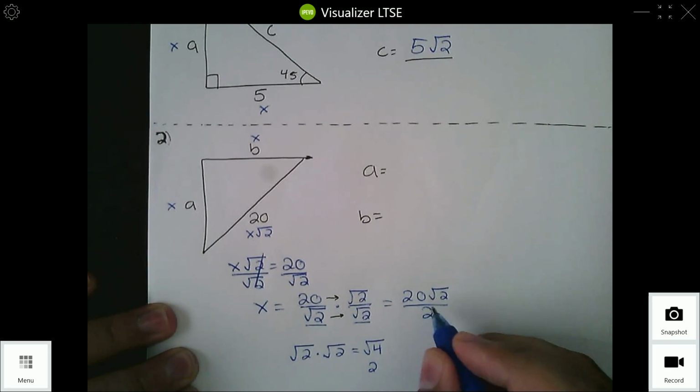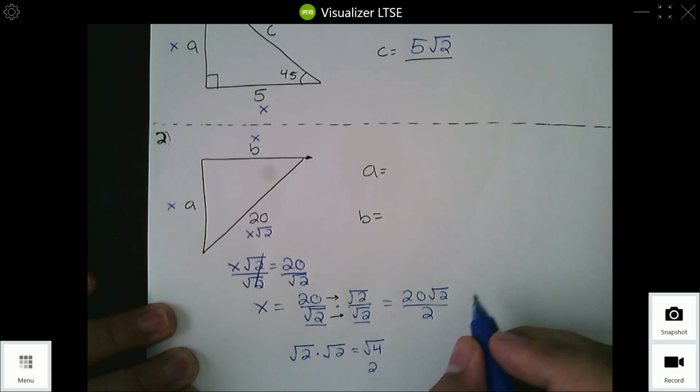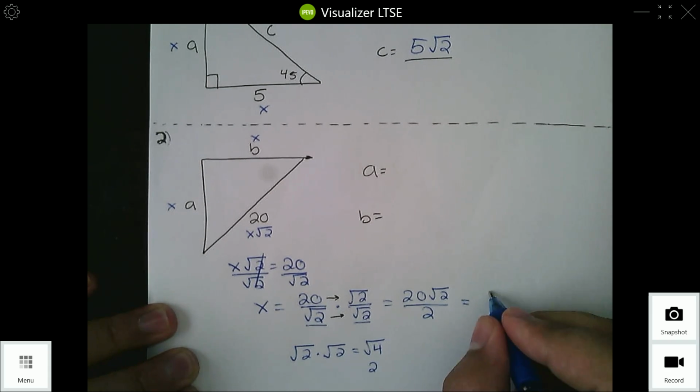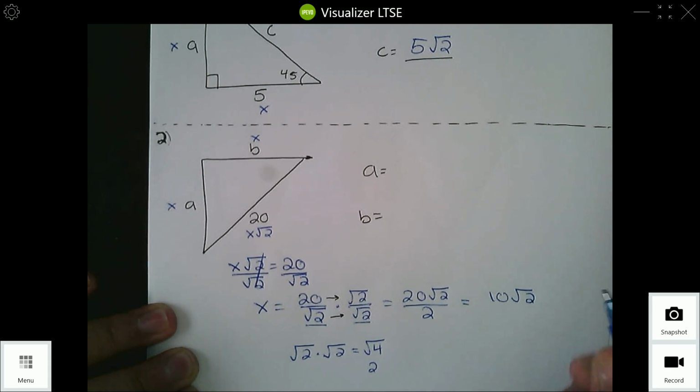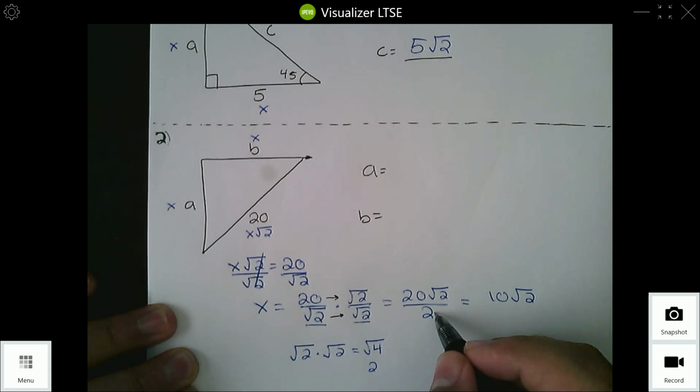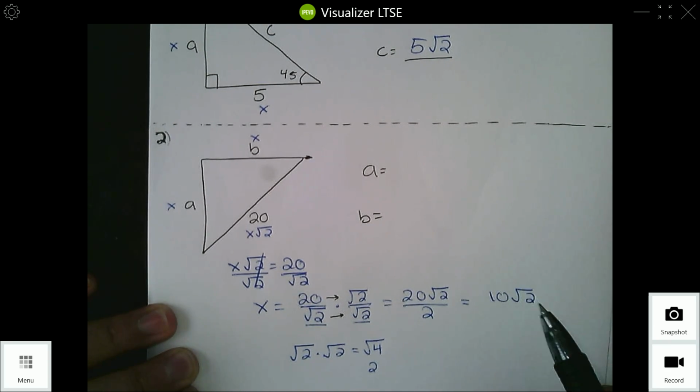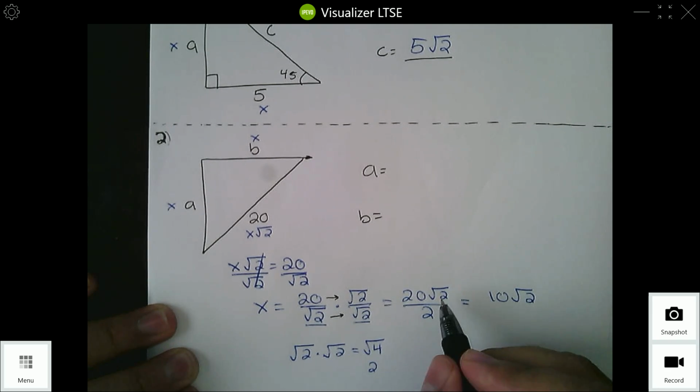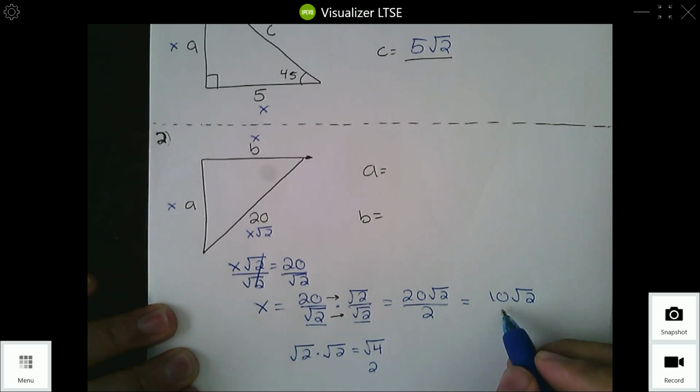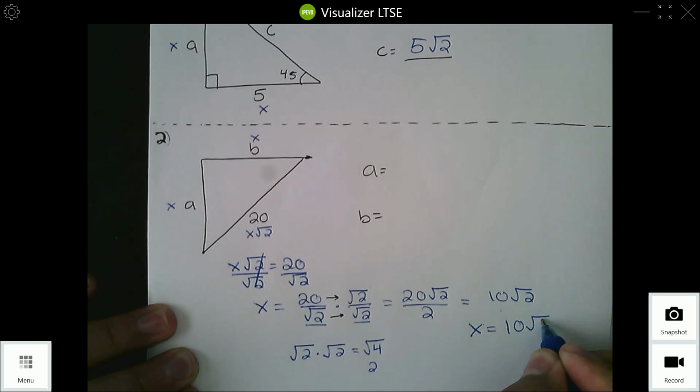So 20 divided by 2 gives me 10 square root of 2. Now, a lot of you are going to try to go, okay, square root of 2 divided by 2, those are the same number, they're going to cancel out. They are not the same thing. This is the square root of 2, and this is 2. They cannot be reduced down. It can only be 20 divided by 2. Make sure you remember that one. So now we have this value, and that ends up being our x.